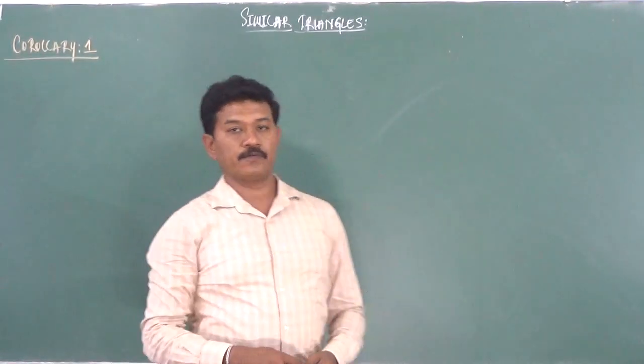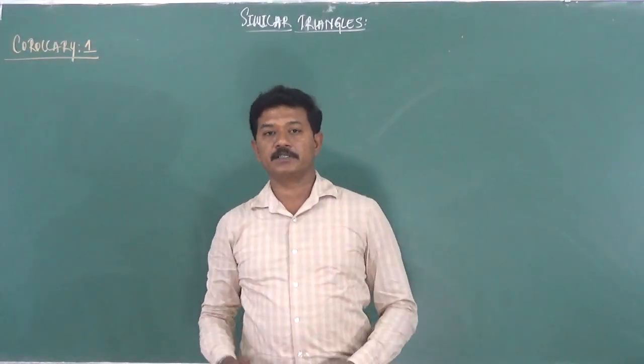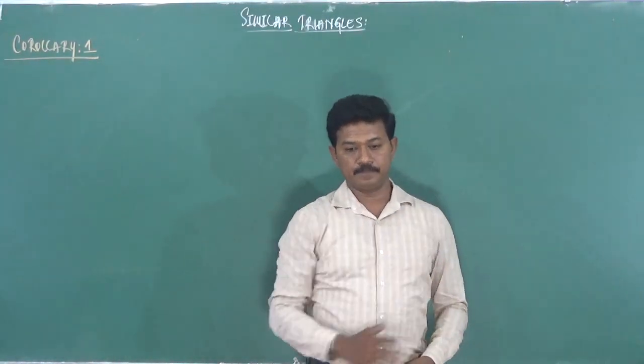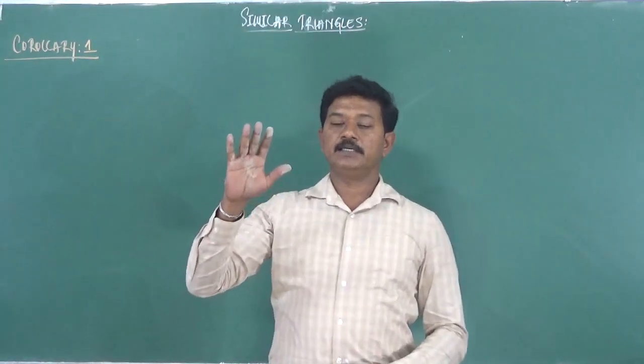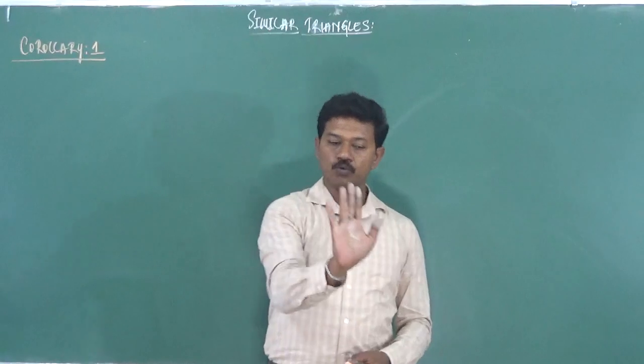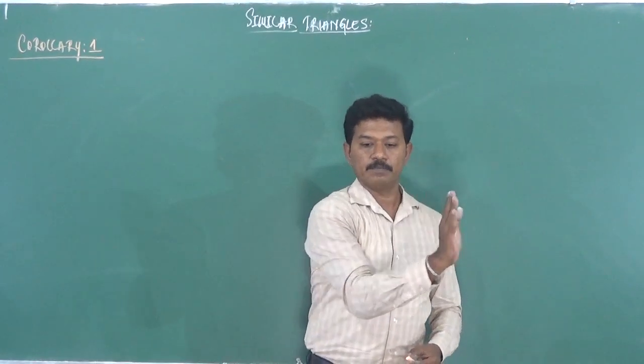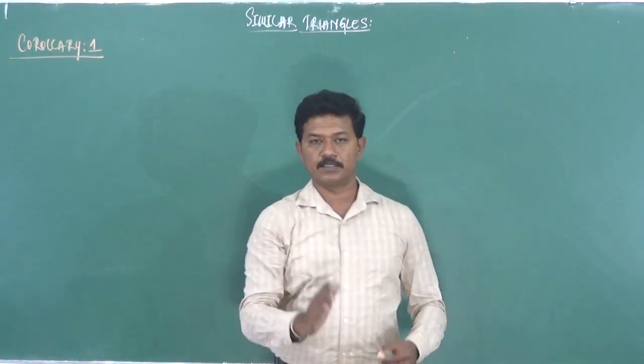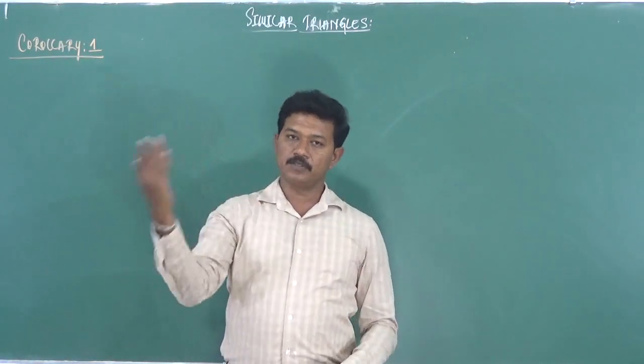Right. So now we will go with the corollaries of BPT. Corollaries are statements which follow the theorem. If the theorem states something, it gives you a truth. Based on that truth, the simple truths that follow are called corollaries. They are the statements which follow the theorem.